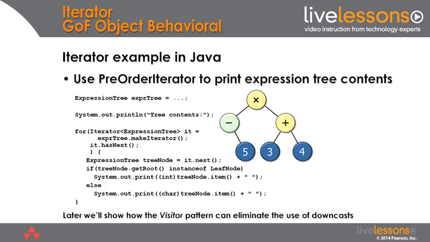Later on, in just a couple of videos, we'll show how we can use the visitor pattern to eliminate the use of these expensive and somewhat error-prone downcasts. Let's take a look now and switch over to the editor, and I'll show some examples of how we implement the iterator pattern in our Java application.